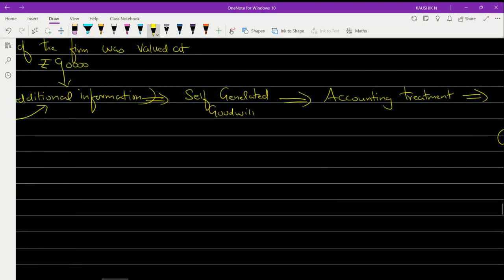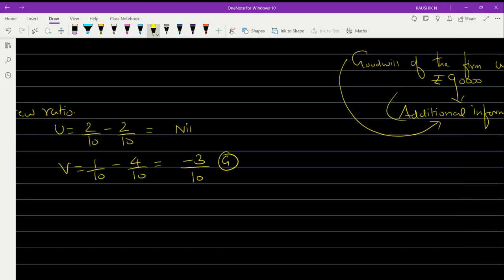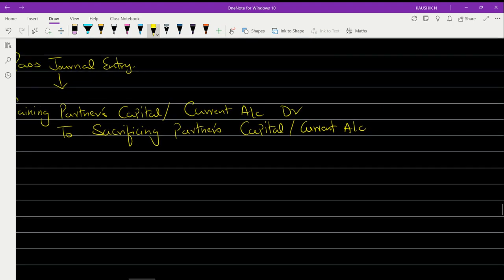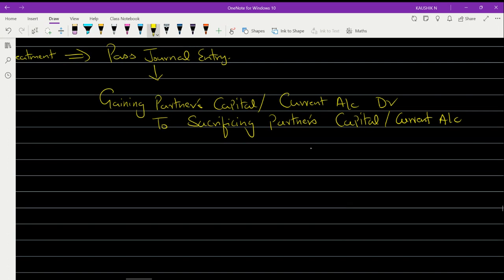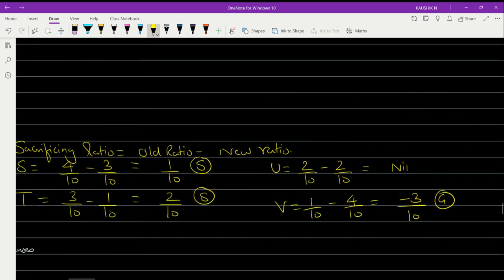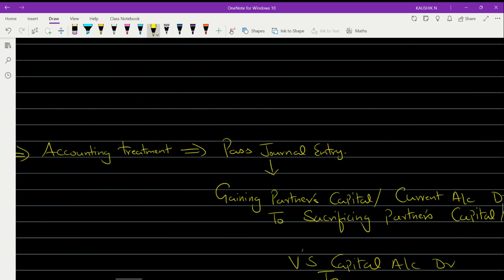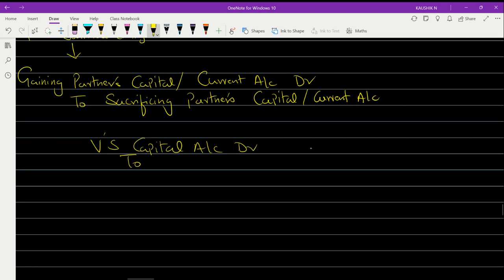Now in this problem, who is the gaining partner? We have calculated that the gaining partner was V. So with this, you have to pass a journal. V's capital account is debited to the sacrificing partners. So who are the sacrificing partners? If you see, they are S and T. So S and T are sacrificing partners.